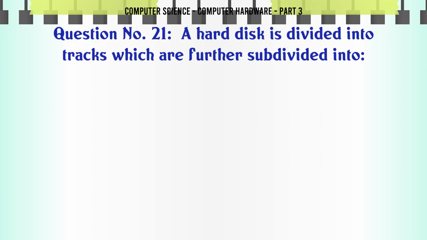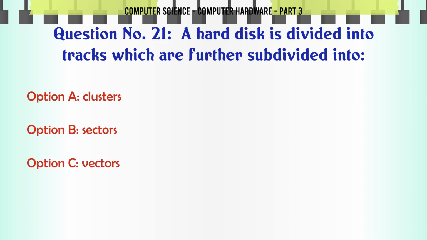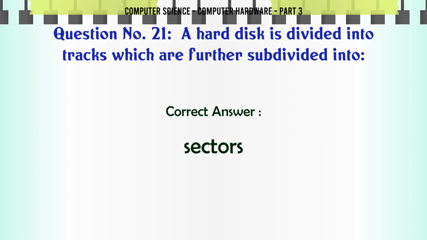A hard disk is divided into tracks which are further subdivided into A. Clusters. B. Sectors. C. Vectors. D. Heads. The correct answer is sectors.